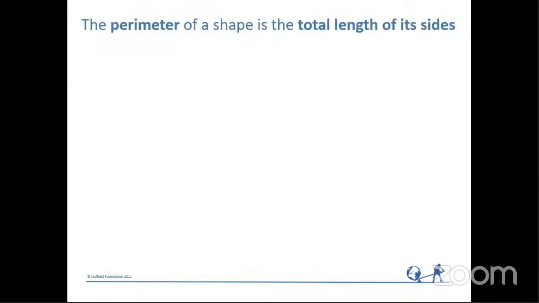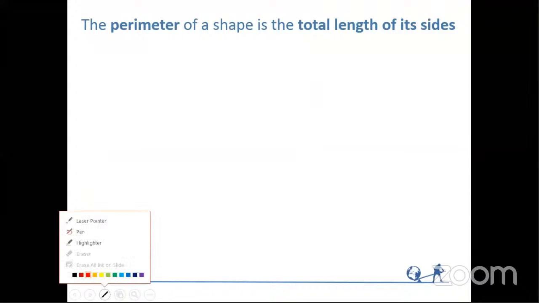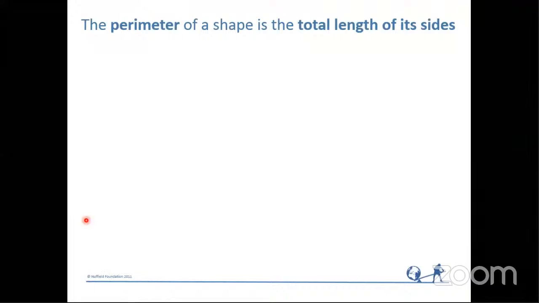As somebody had just said, the perimeter of a shape is the total length of its sides. So if it is a farm, when you go around the sides of the farm, that will give you the perimeter. So we go around the figure. We are beginning with the rectangle.